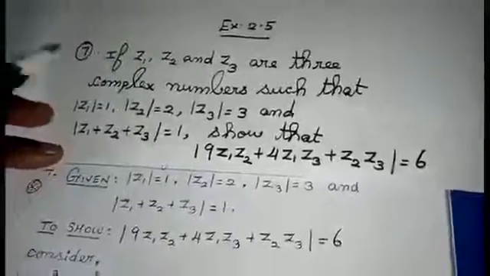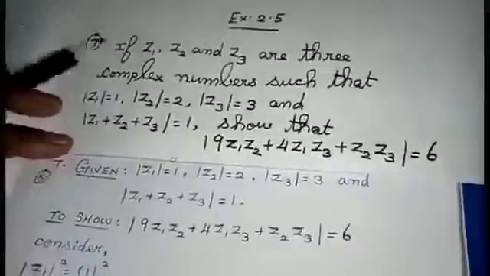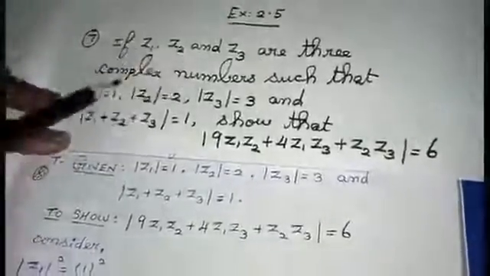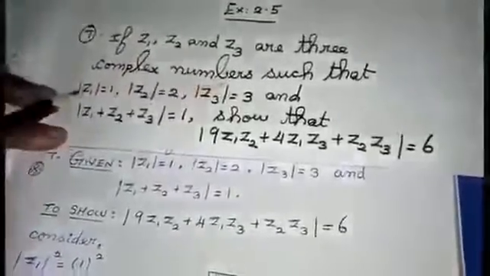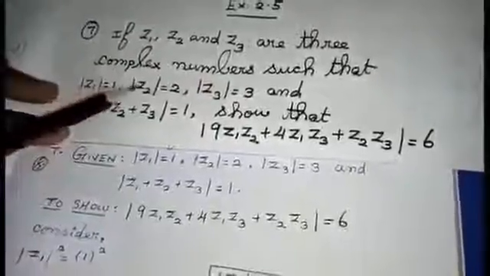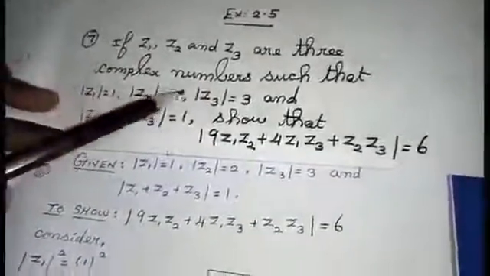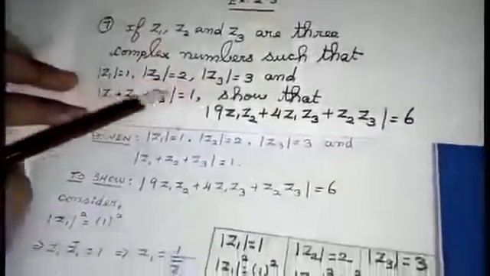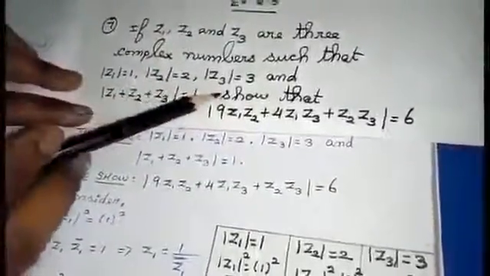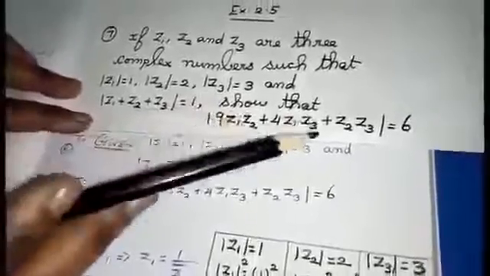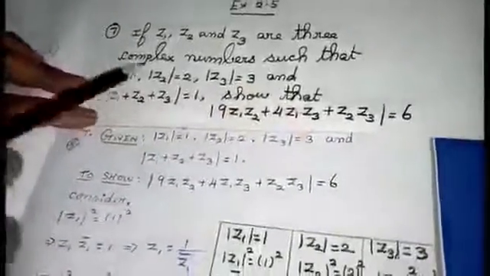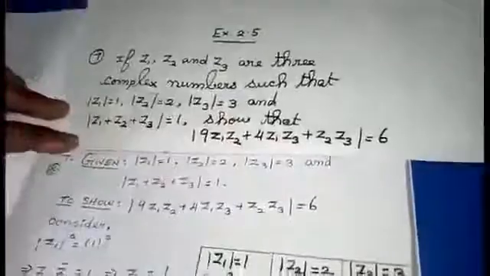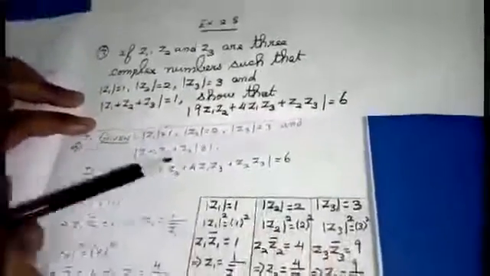Exercise 2.5, 7th sum. If Z1, Z2 and Z3 are three complex numbers such that modulus of Z1 equal to 1, modulus of Z2 equal to 2 and modulus of Z3 equal to 3, and modulus of Z1 plus Z2 plus Z3 equal to 1, they are asking you to show this particular value equal to 6. What I am going to do is take these three conditions first. I am writing here, students. Let me explain this one.